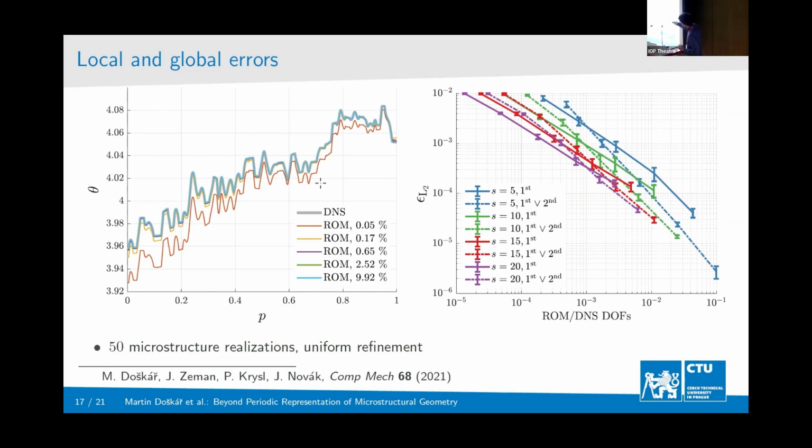And that's for local errors, and also for the global errors, this epsilon L2 is a relative L2 norm of the difference between the reduced problem and the direct numerical simulation. And as you can see, we are able to achieve quite good results at a fraction of degrees of freedom. And this was averaged over 50 microstructure realizations.